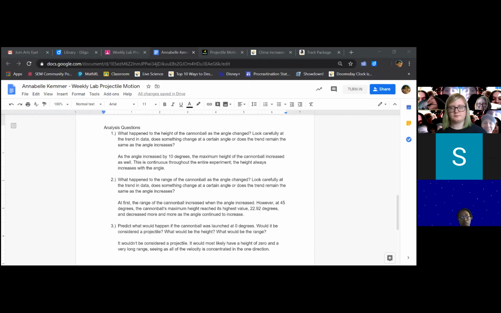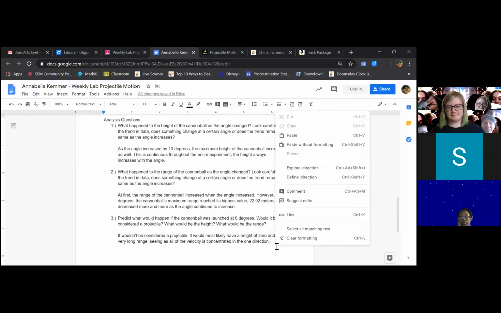Number 2 is perfect. You said that the cannonball reached its maximum height in there though at like 22.92 degrees, and that one wasn't looking at height, it was looking at range. Oh. You'll want to specify, so the cannonball's maximum range was reached at this angle instead. Oh, that's not degrees. Meters. Beautiful.